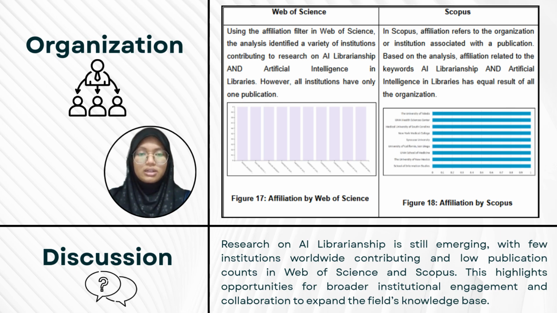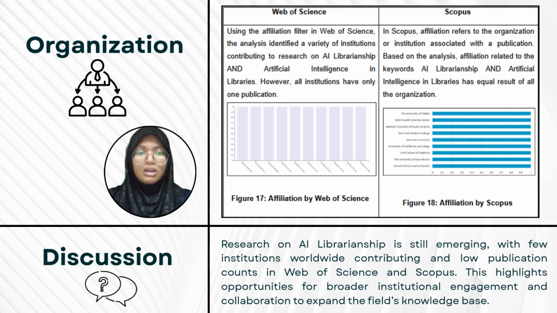As for this page, it talks about the organizations that always do research about this keyword. In Web of Science, using the affiliation filter, the analysis identifies a variety of institutions contributing to research on AI librarianship and artificial intelligence in libraries. However, all institutions have only one publication, and it can be seen in Figure 17, affiliation by Web of Science.